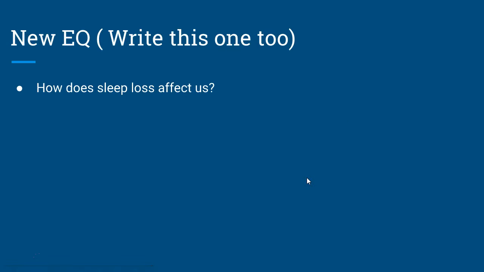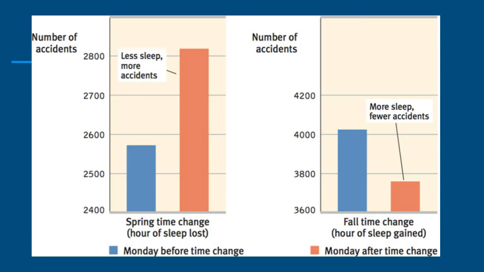New essential question: how does sleep loss affect us? All those people that brag about staying up all night, you're going to have some negative effects. Daylight savings time is going to end this month. There was a study that shows that when you have more sleep, there are fewer accidents. So in the fall time change over here to the right, when we gain an hour of sleep, meaning we're going to sleep more than normal, on the Monday morning after that time change, there are fewer accidents.